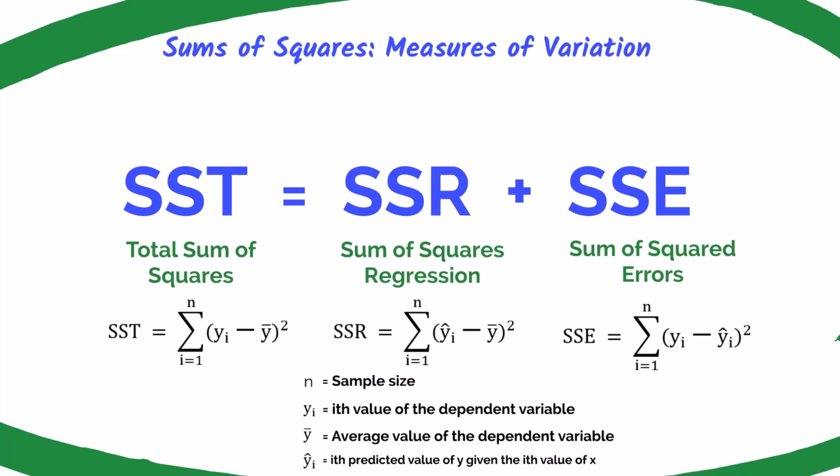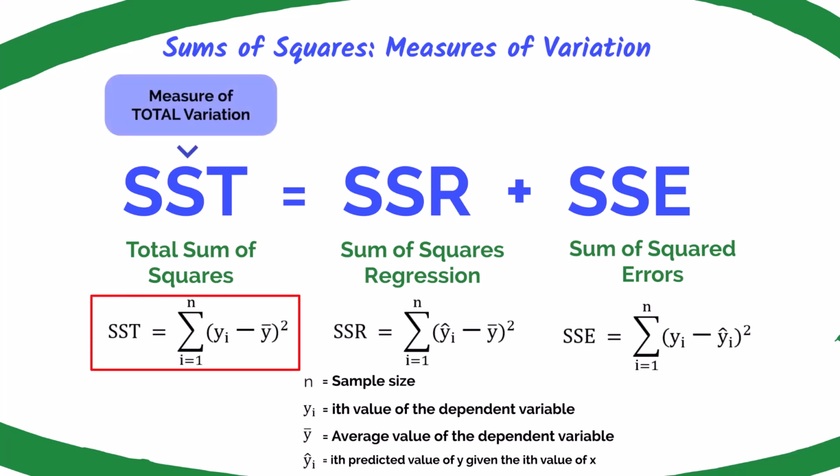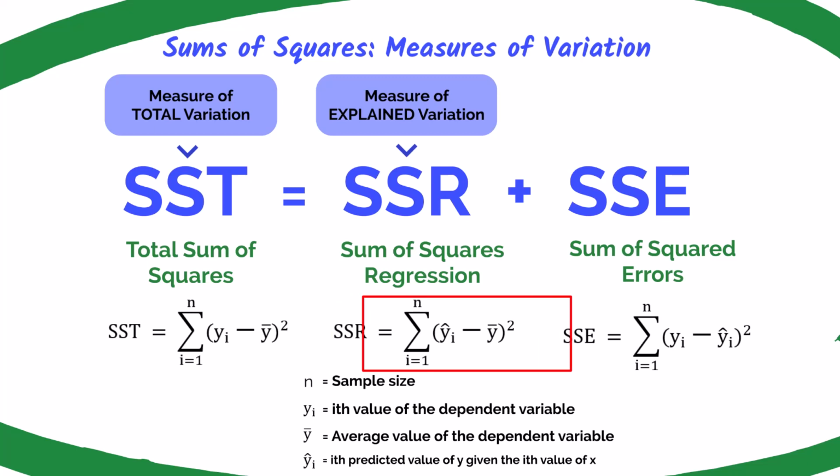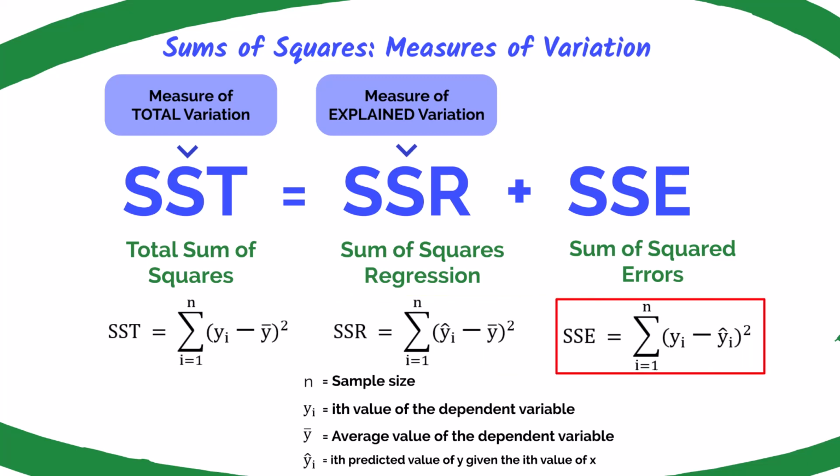Let's look at what each component means carefully. The total sum of squares, which is this formula right here, is the measure of the total variation in the regression analysis. Now, the SSR, or the sum of the squares regression, is the measure of explained variation. This tells us how well the regression model represents the data that we've collected. Then SSE is the measure of unexplained variation.